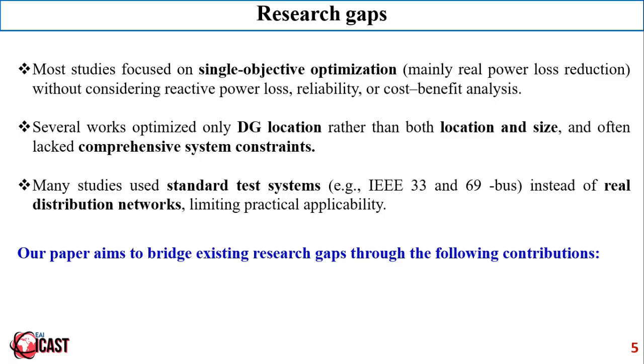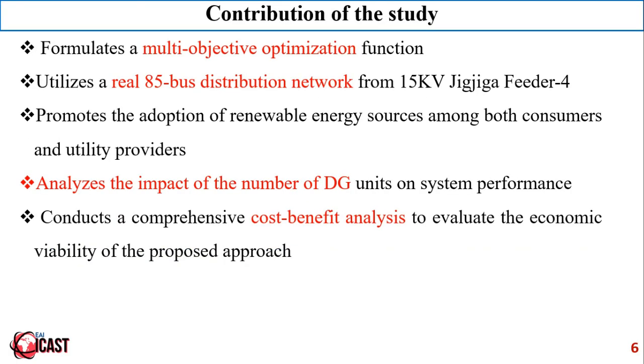Our paper aims to bridge the existing research gaps through the following contributions. Here are the contributions. The first one is to formulate multi-objective functions and use a real 85-bus distribution system and analyze the impact of the number of DGs and a comprehensive cost-benefit analysis.